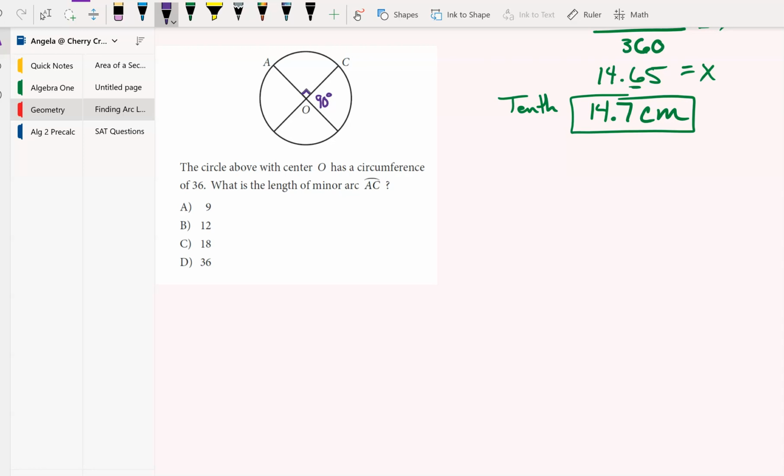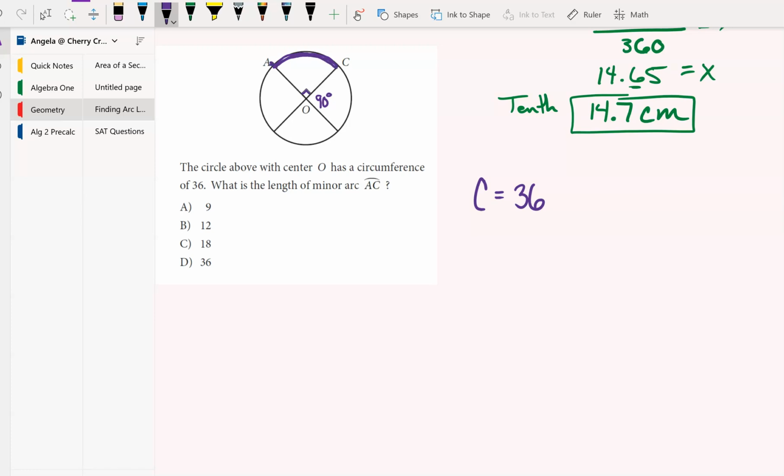The question is this: the circle above with the center at O has a circumference of 36. Oh, well, that's nice, they have already told us the circumference. Very nice. It says, what is the length of minor arc AC? Okay, so minor arc AC is this arc right here, the arc that passes between A and C.